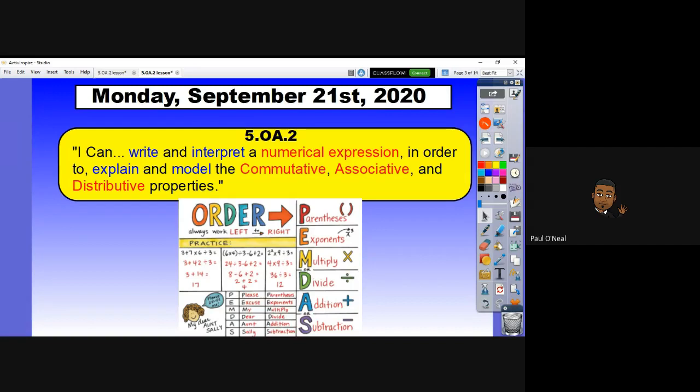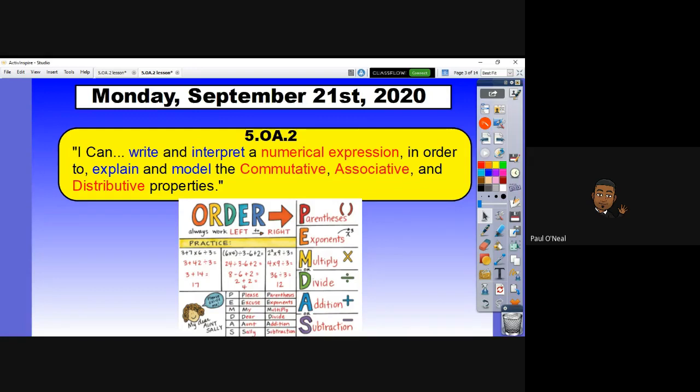Today we're going to look at writing and interpreting a numerical expression in order to explain and model the commutative, associative, and distributive properties. Now, again, these are things that you may be familiar with from last year, but it's going to build on what we're going to talk about this week and also throughout this school year.